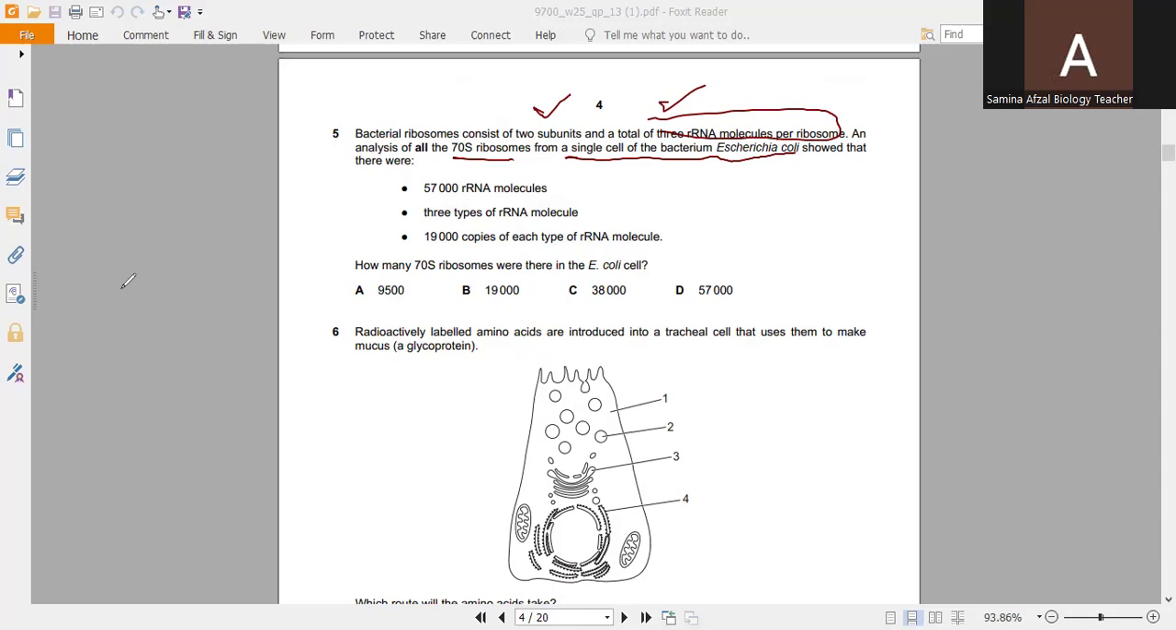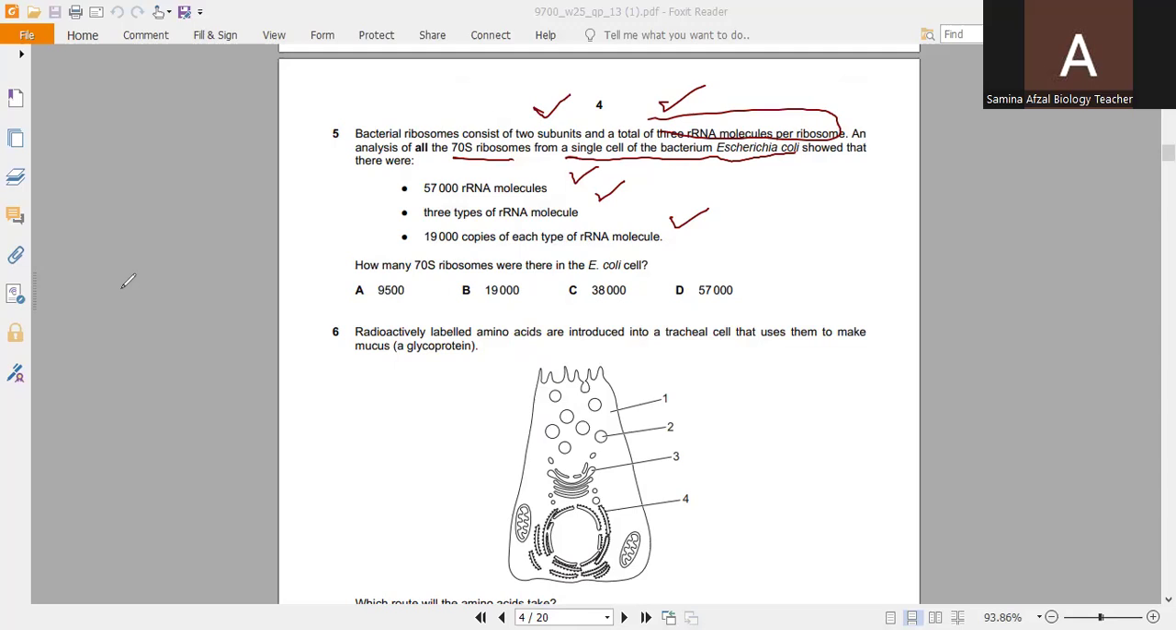57,000 RNA molecules, three types of RNA molecules. So 19,000 copies of each type of RNA molecule. So how many 70S ribosomes were there in the E. coli cell? So we have to calculate this step by step.